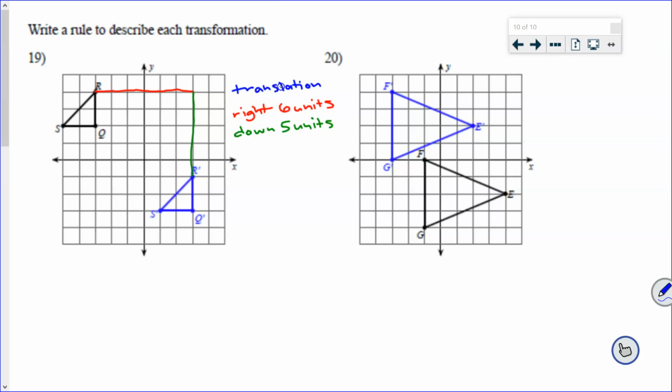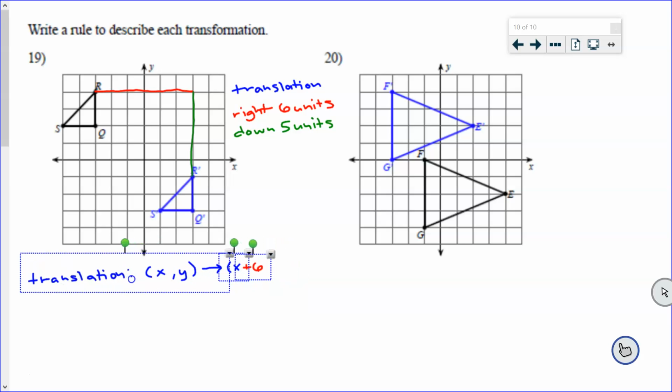So what is the rule? This is how we've done it in the past, but now we need to use that coordinate notation, which means we would need to write, this is a translation, where x, y goes to, how is the x value changing? Well, the x value is moving to the right by 6 units. So that means the x value is getting bigger by 6. X plus 6. But we're going to be subtracting in the y value. The y is going down 5 units, so y minus 5.